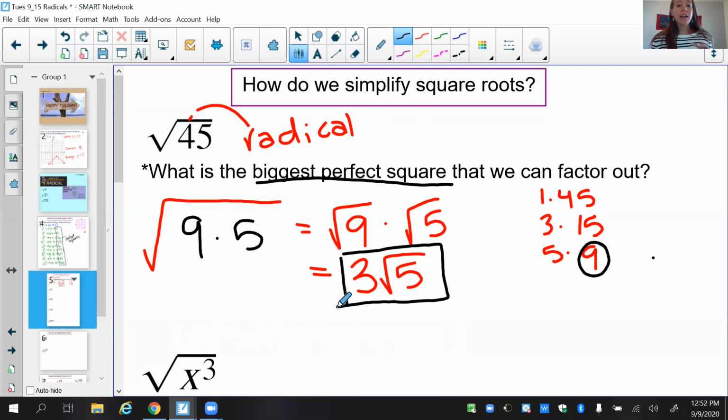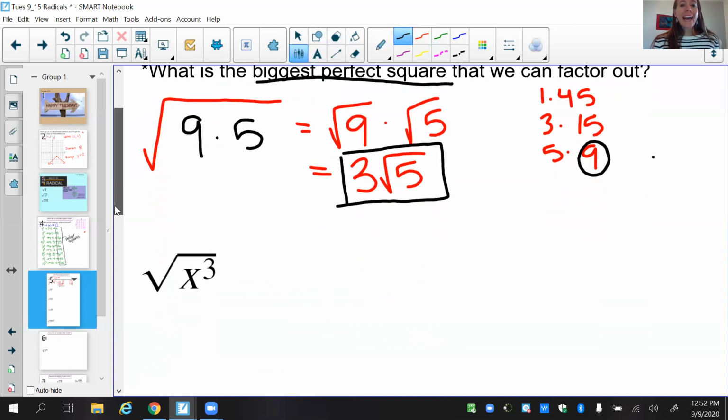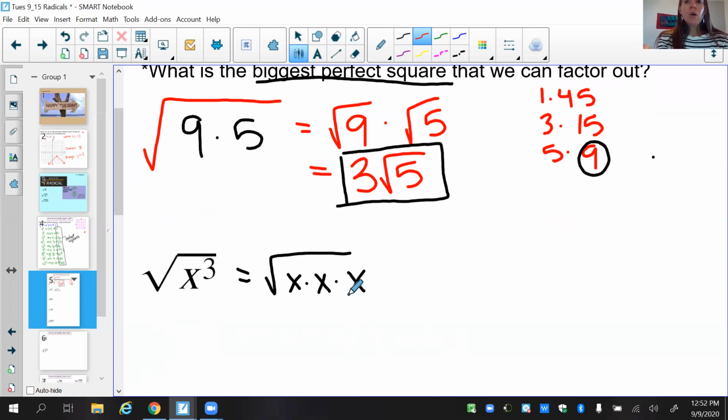Okay, so the key again is finding the biggest perfect square that you can factor out. We're going to do a bunch of these, so if you're not with it yet, don't worry. I want to show you how this works with a variable, because we can still simplify radicals using variables. If I have the square root of x to the 3rd power, x cubed, what this is really saying is that I am taking x times x times x. Well, there's a grouping of 2 here. So I can pull out an x and I'm left with the square root of x.